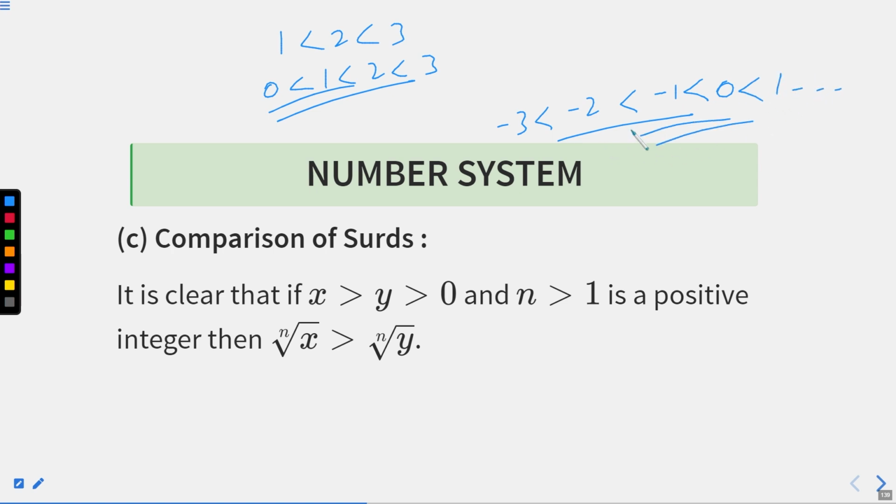Okay, so this comparison we know. Now we are comparing two surds. So how will we compare? Let's see. If two surds are given and both are positive, this means x and y are just numbers and both are positive, and n is some integer greater than 1, also positive, then this happens. Okay, let's understand through an example, not just by this statement.